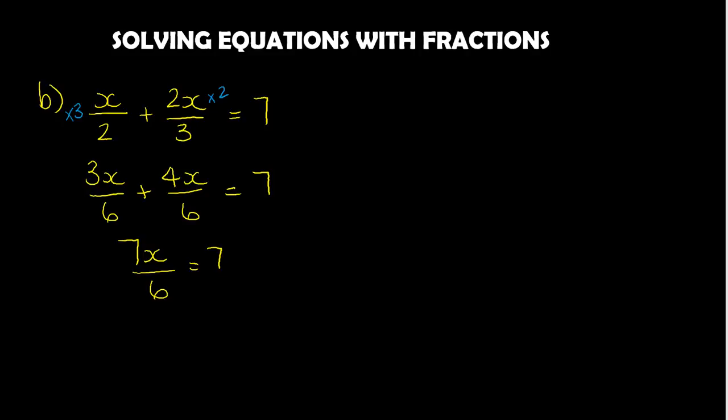But now you can see it's just one of our basic two-step equations to solve. So I'm going to multiply both sides by 6 first of all. 7x equals 42. And then I'm going to divide both sides by 7. And I'm left with x equals 6.